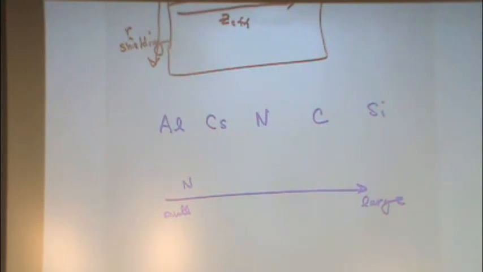Oh, okay, the smallest is? Oh, I already wrote it. Okay, next. Carbon. Yeah, next. Silicon. Then aluminum, then cesium. Okay? So make sure you just zigzag that way.